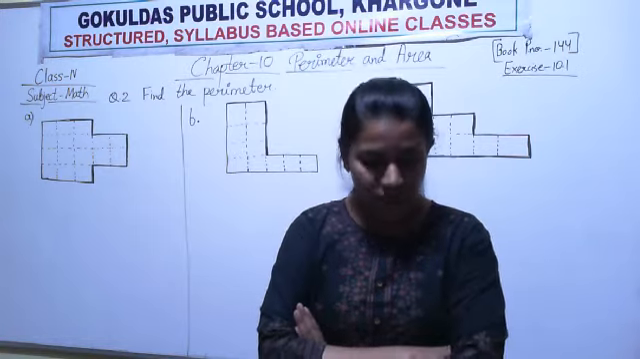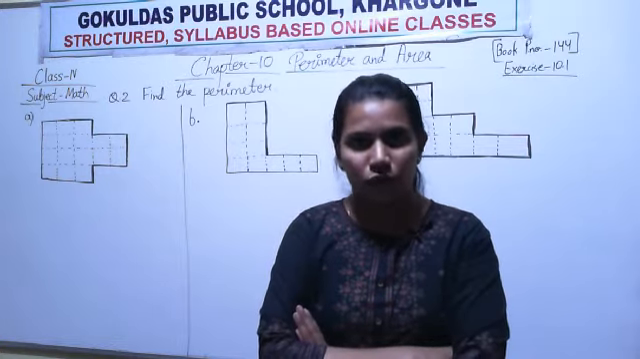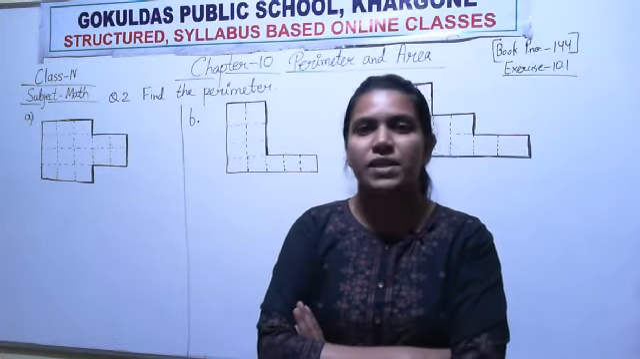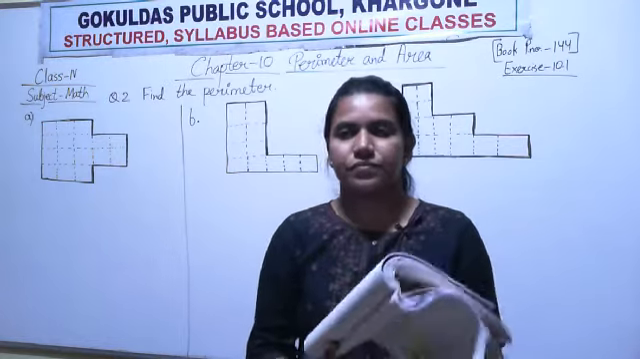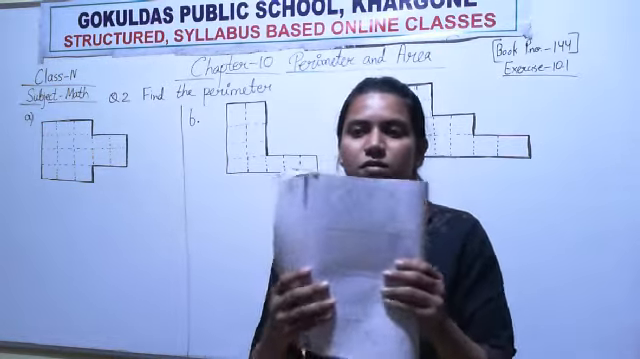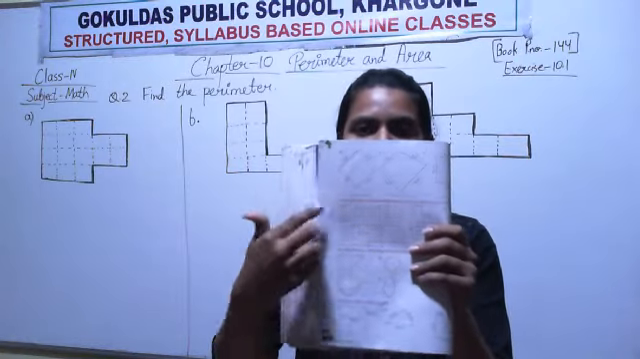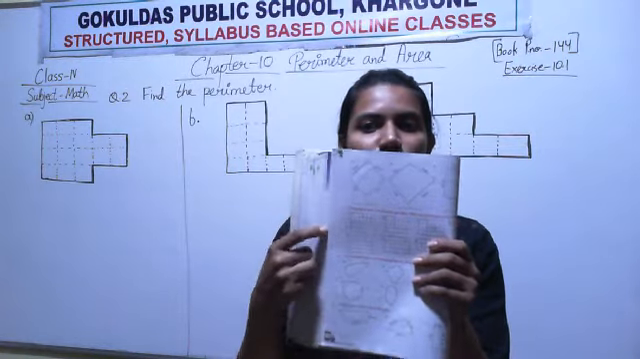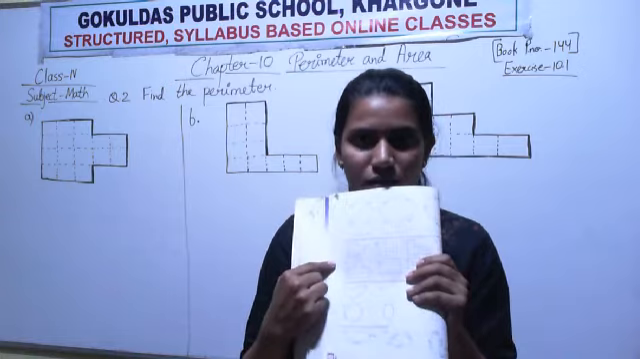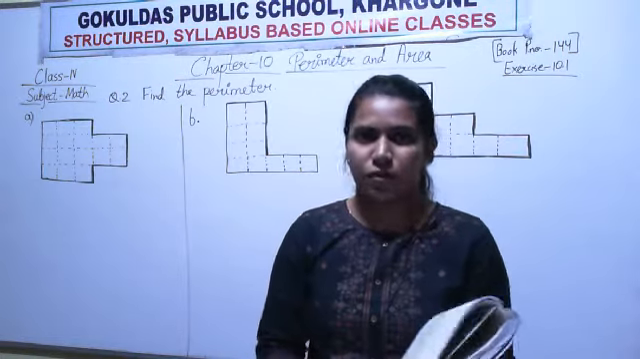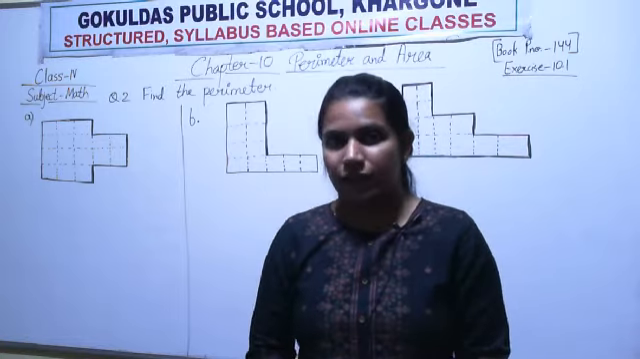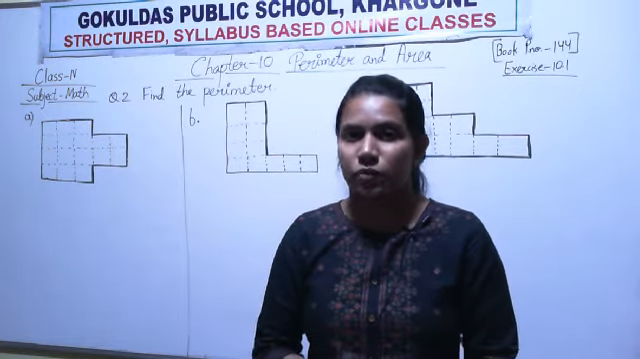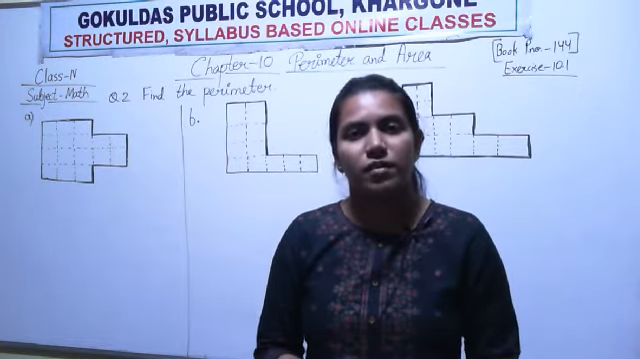Question number 2 is: find the perimeter of the following shapes. Some shapes are given in your book, and you want to find the perimeter of each shape. Now these shapes are not square, not rectangle, so you cannot apply the formula here to find the perimeter.